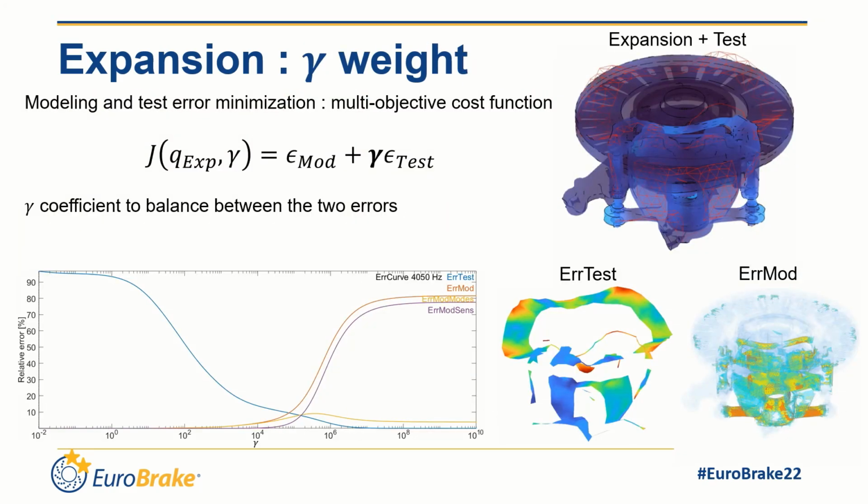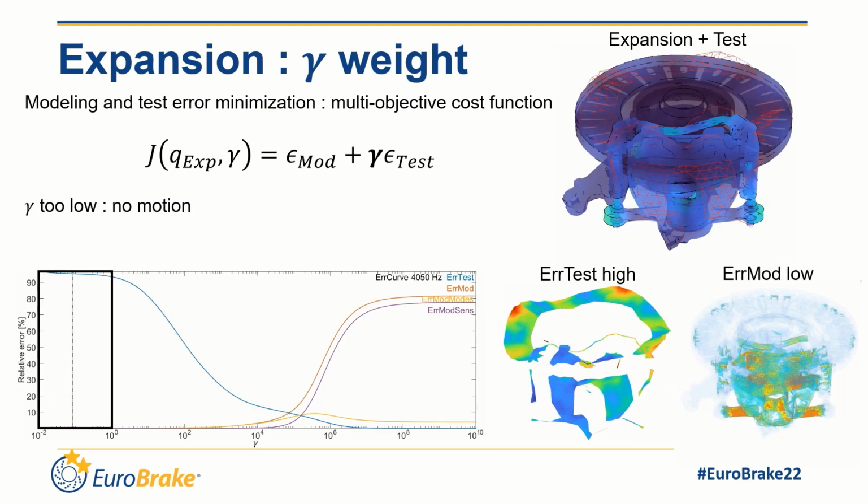To find an optimal shape, both the test and the modeling error should be minimized. To do so, we classically build a multi-objective cost function in which we introduce the parameter gamma to balance between the 2 errors. To each value of gamma corresponds an optimal expanded shape associated with 2 values of modeling and test errors. The graph here shows the evolution of both errors with the gamma parameter. The relative error of test is in blue here, and the relative error of model is in red.